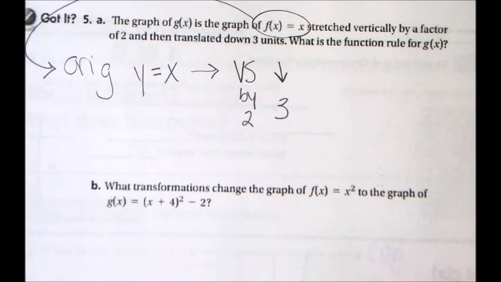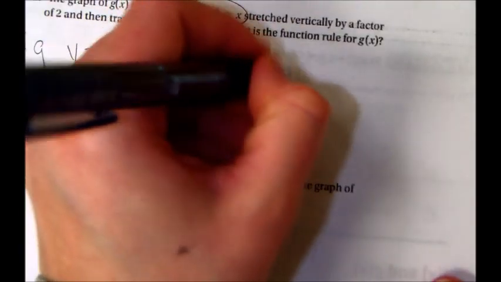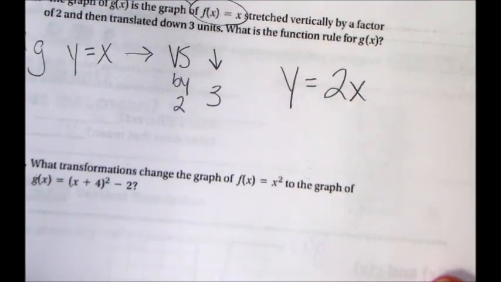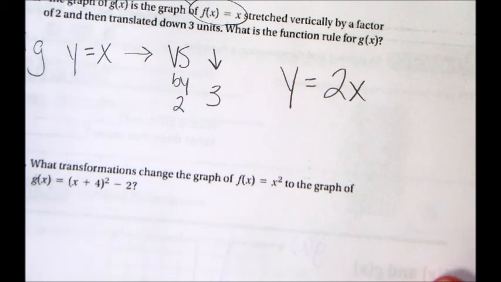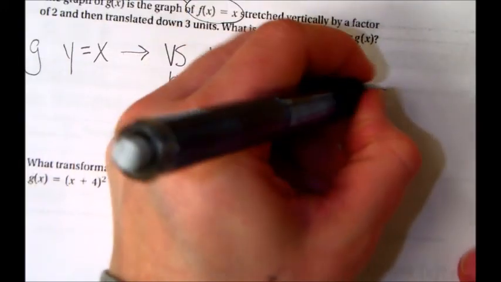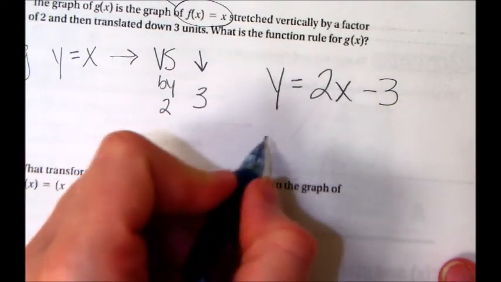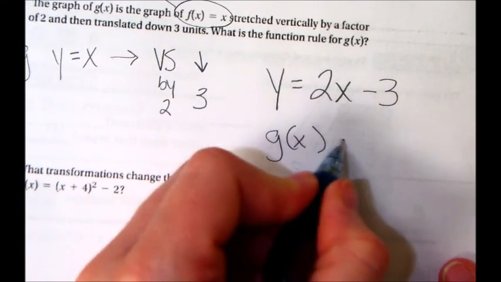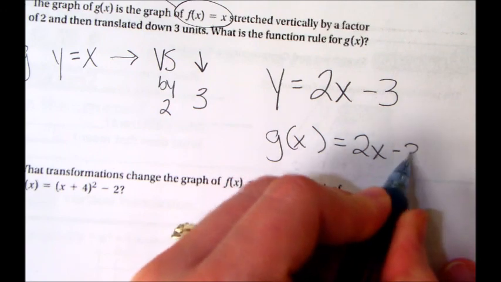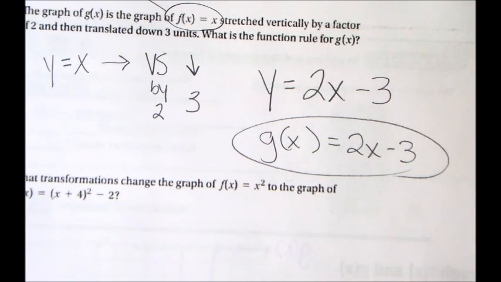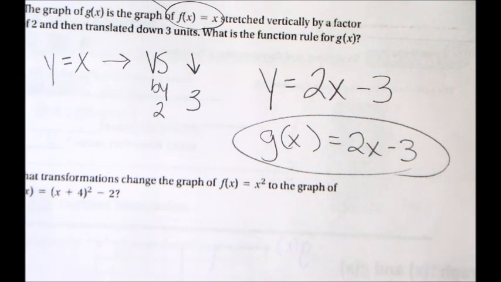You ready? So to vertically stretch it, I have 2x. Just multiply it by 2. To move it down 3 units, just put a minus 3 in the back. And they wanted us to name that new equation g of x. All right, we'll name it g of x. Hopefully that went all right for you.